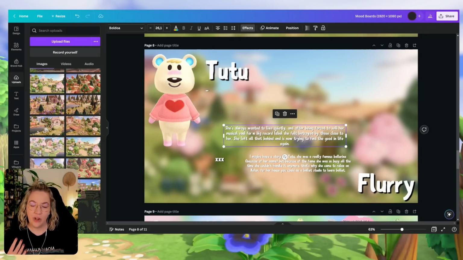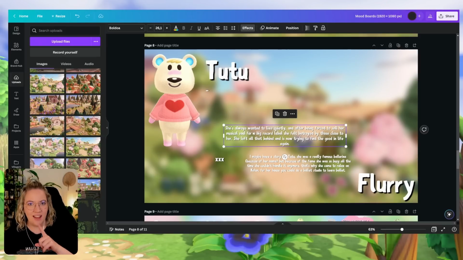And not only that, but Tutu maybe has a little ballet studio where other villagers on the island can learn ballet or other types of dances. And they also kind of do that together. So maybe Flurry does the management or something like that. So I kind of really want them to have this sibling kind of vibe and kind of to take care of the cafe and stuff together, so we can really create a beautiful area for them together.